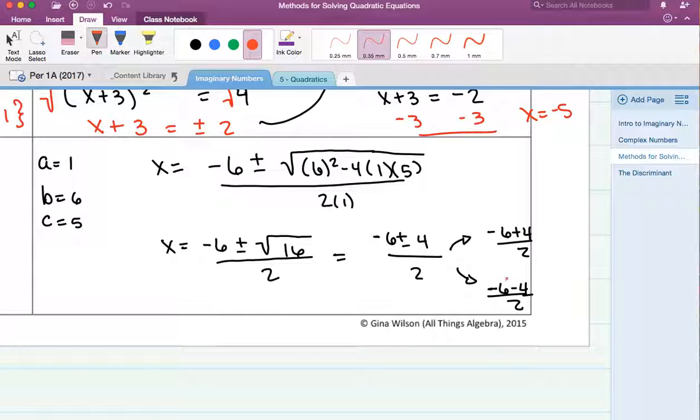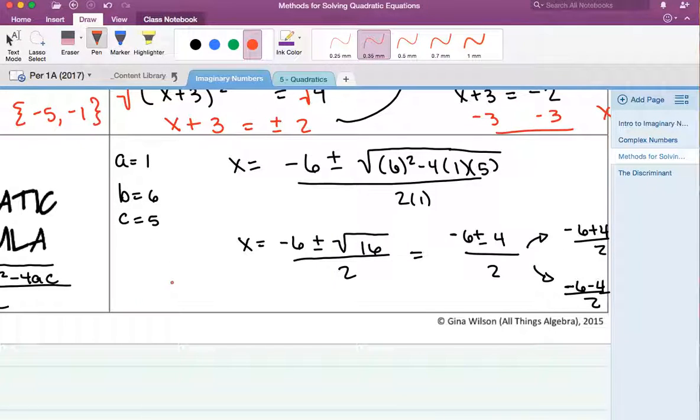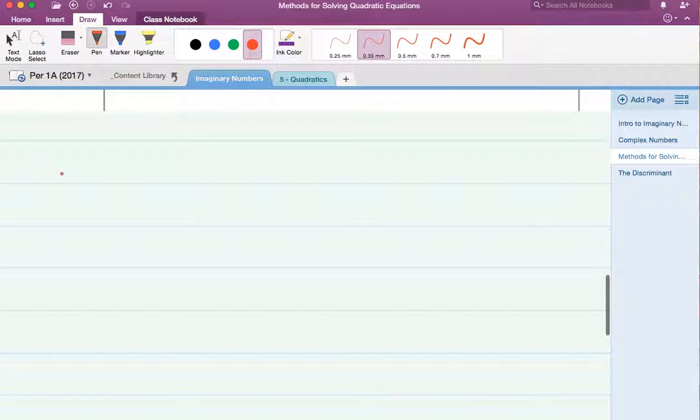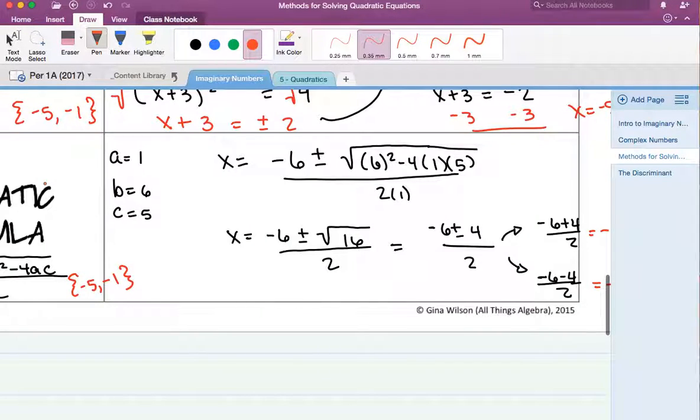And then we simplify those. -6 plus 4 is -2. Divided by 2 makes a -1. And -6 minus 4 is -10. Divided by 2 make -5. So there's your same solution. -1, -5. And I don't have no room. Here it is. -5 and -1. We usually write them least to greatest. Okay? So same function, but these are all the different ways that we can use to solve it.